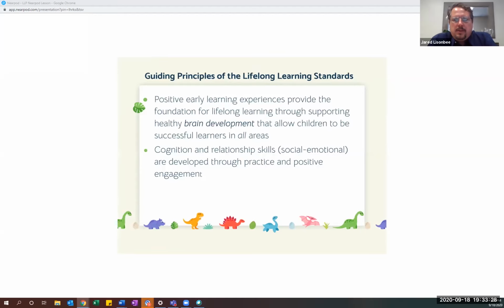And so from that, there were some overall guiding principles for the lifelong learning standards. And the first is that positive early learning experiences do provide this foundation for lifelong learning through supporting healthy brain development that will allow the children to be successful learners in all areas. The next one is cognition, relationship skills, the social emotional side that are developed through practice and positive engagement. We'll talk about in a moment that they aren't distinct, but these were kind of the guiding principles. We're going to help children develop that foundation so that they will be lifelong learners.